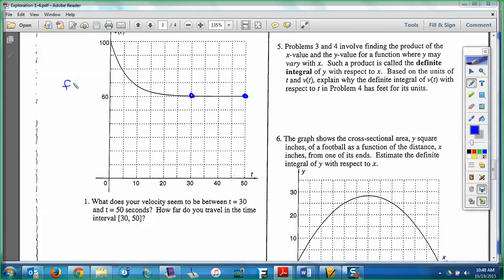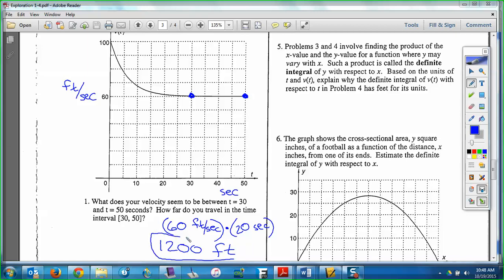Velocity, which is feet per second. And what are the X units? Seconds, right? And so, what does your velocity seem to be between here and here? 60 feet per second. Right? So if I was in science class and was going to make you do that, you would write that down. And then times 20 seconds. Distance equals rate times time. You multiply those, seconds cancel out. 1,200 feet seems to be what we're talking about there.